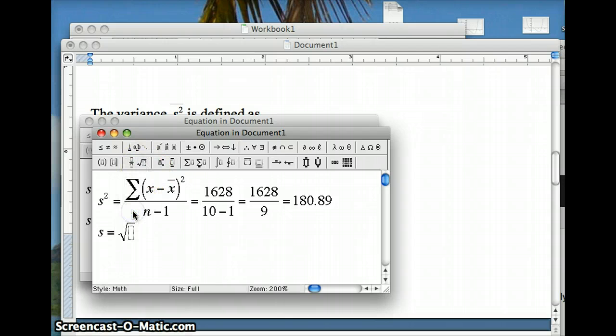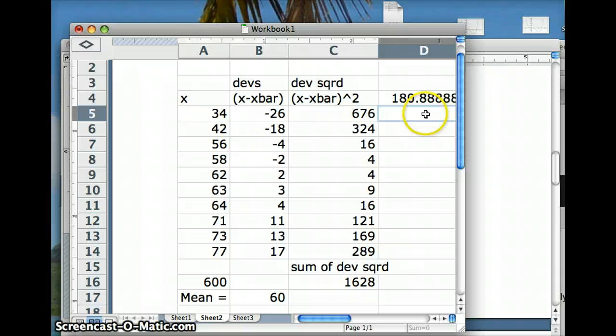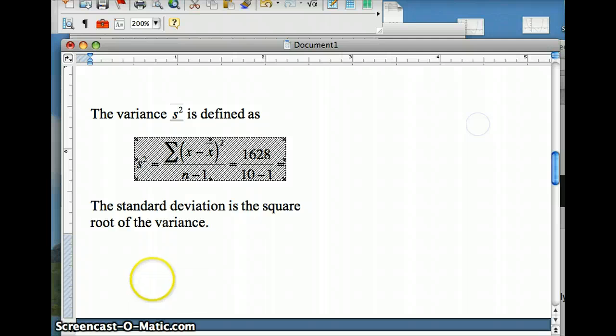So S will be the square root of 180.89. And again, we'll go to Excel to help us do that. What is the square root of 180.89? Equals SQRT of that number. And what do we get? We get 13.45 approximately.